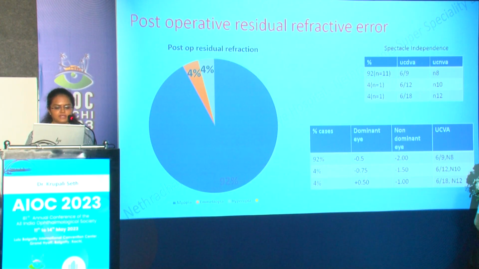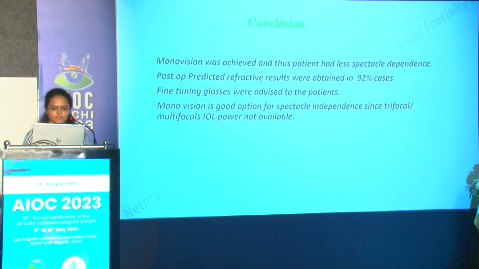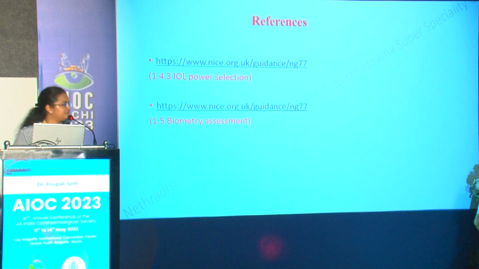In our study, we found that 92% of the cases achieved an uncorrected visual acuity of 6/9, 4% were within the range of 6/12, and the other 4% were 6/18. To conclude, monovision was achieved in these high myopic patients, and thus these patients had less spectacle dependence. Post-op predicted refractive results were obtained in 92% of the cases. Fine-tuning glasses were advised to the patients, and monovision is a good option for spectacle independence because trifocal and multifocal IOL powers are not available in such high myopes. These are the references. Thank you, sir.